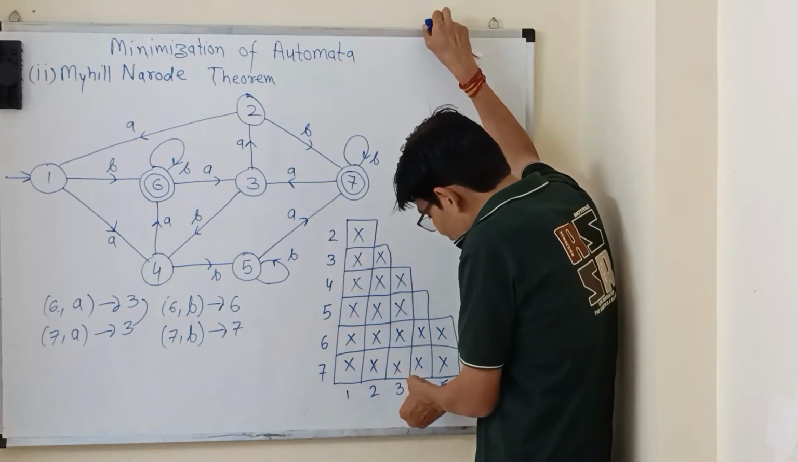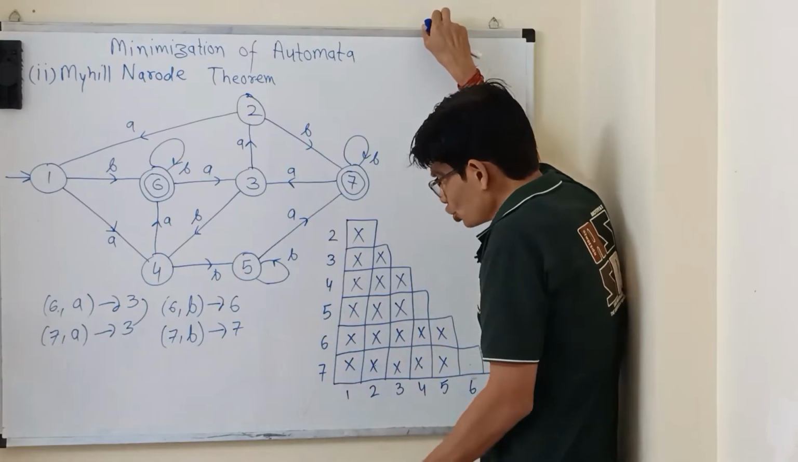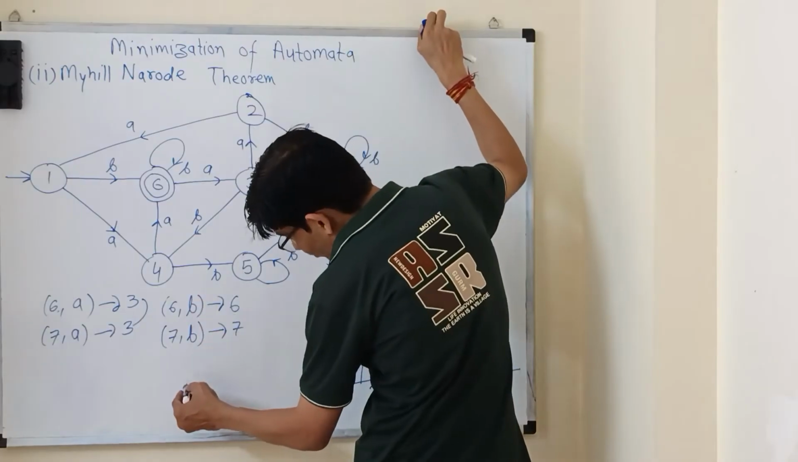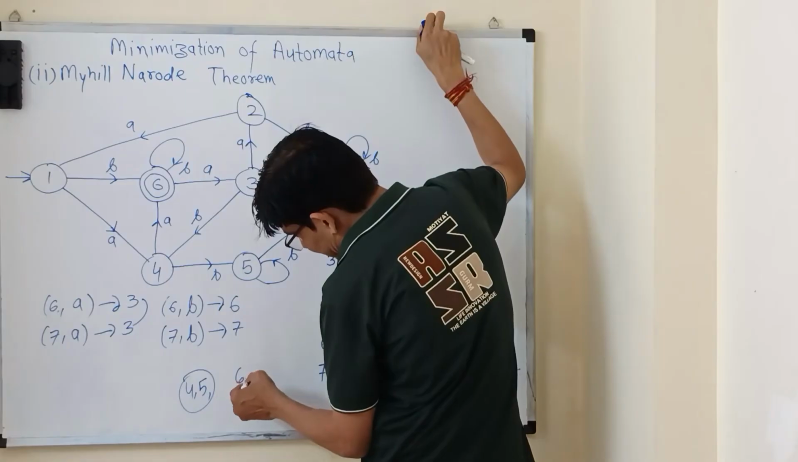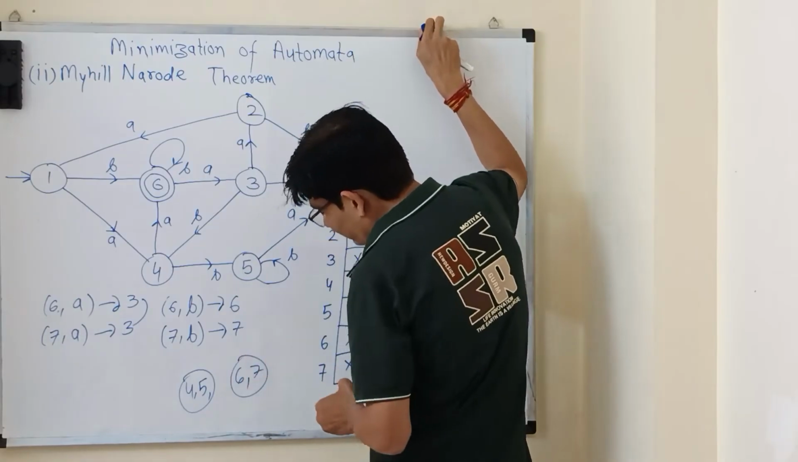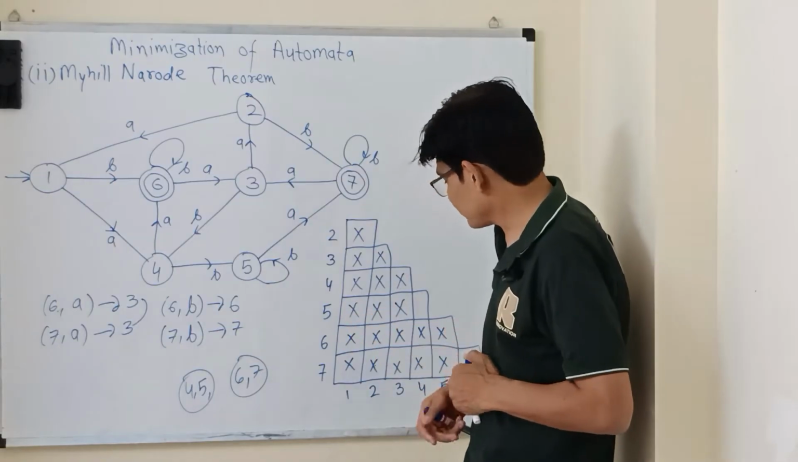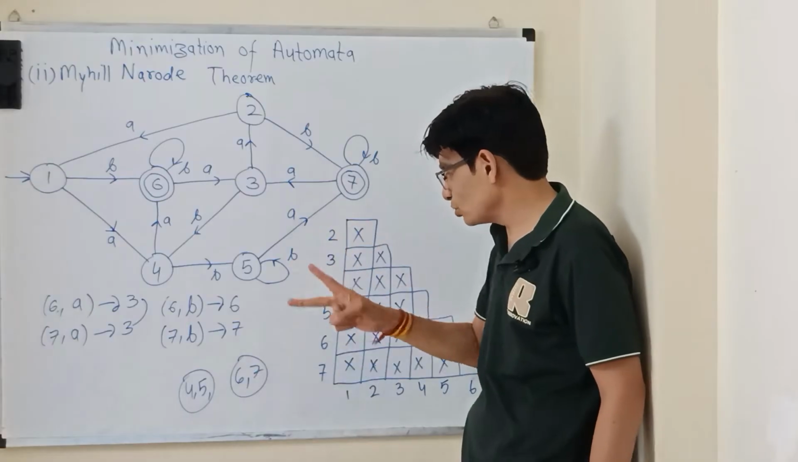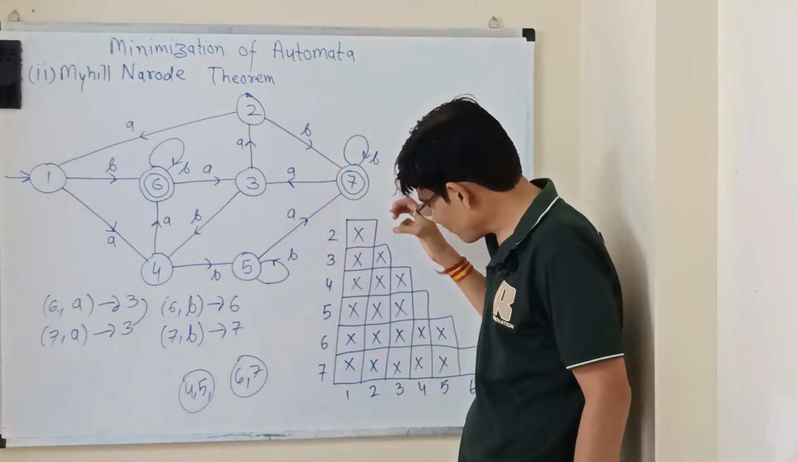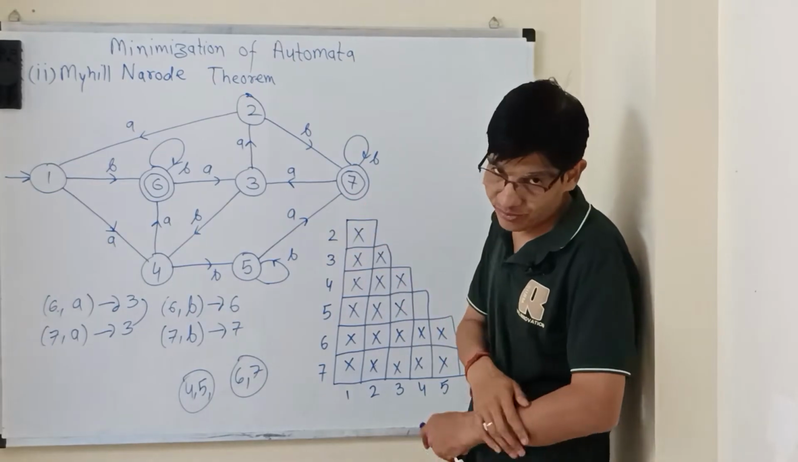Here we have 4 and 5, and here we have 7 and 6. So state number 4 and 5 and 6 and 7 both will be merged for minimizing this particular DFA. And if we merge these four states, in the resultant DFA, only 5 states would be there.